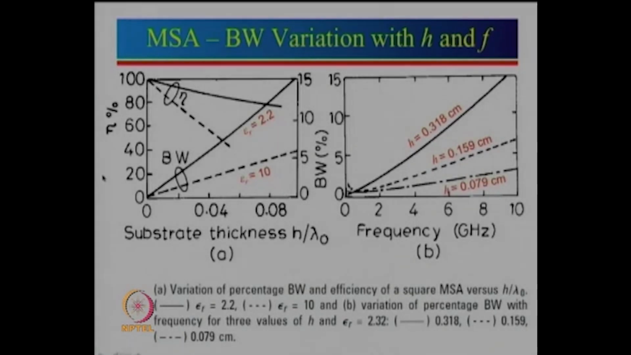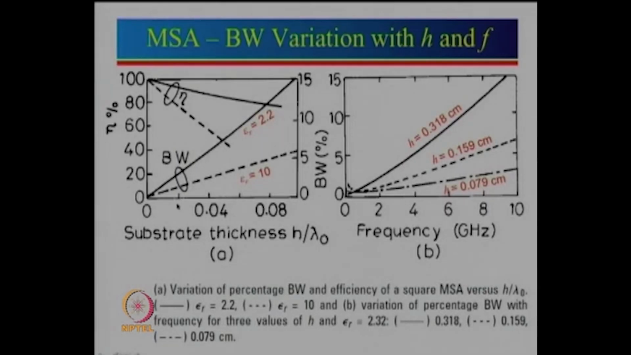And we have 2 things for the vertical axis. This side shows efficiency, this side shows percentage bandwidth. First let us look into this axis, which is percentage bandwidth, and corresponding to it there are 2 curves. One is for epsilon r 10, another one is for epsilon r 2.2. So, we are showing for 2 different values of epsilon r what is the effect on the percentage bandwidth as we increase the substrate thickness.